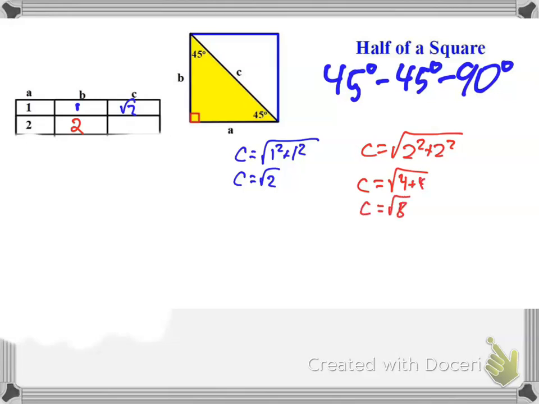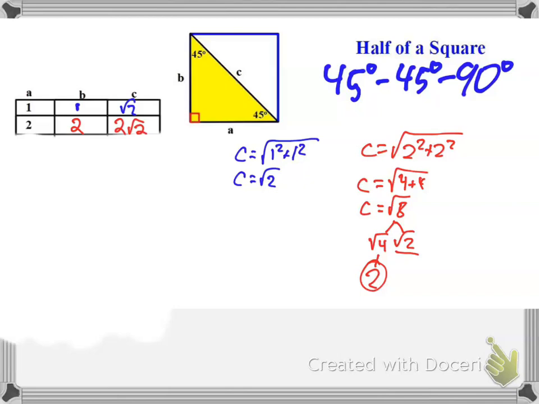We do want to simplify that whenever possible. 8 is divisible by 4 and 2. Square root of 4 is 2, out from under the square root. The 2 is prime, so we're done. So we have 2 square roots of 2. All right, so 2 square roots of 2.